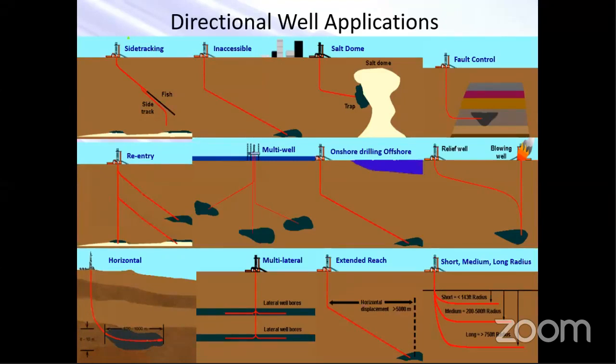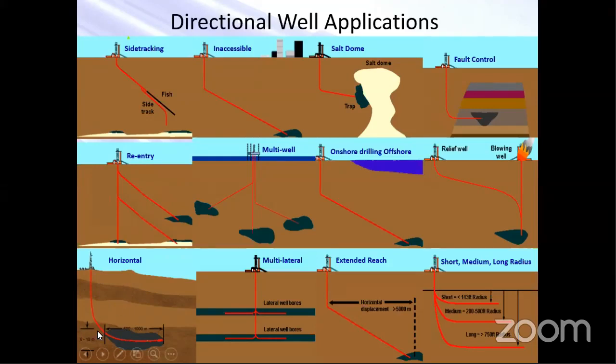One of the applications is the relief well. If we have a well on fire or a blowout, we can't go on top of the well and kill it. So what we could do is drill another well directionally, prepare the heavy mud or whatever is needed to kill the well, then go and hit the well on fire and inject the mud and kill the well.